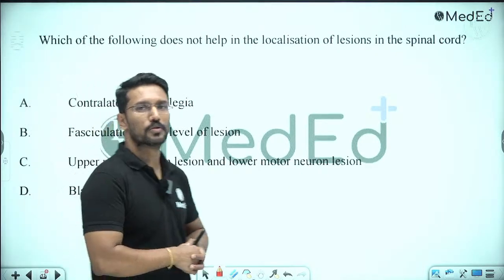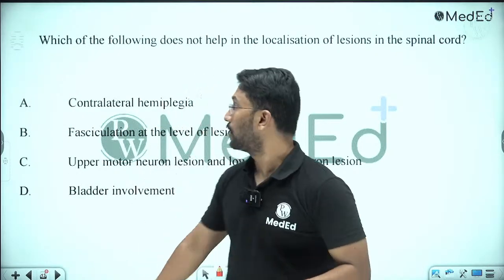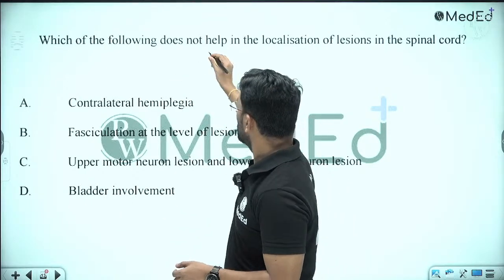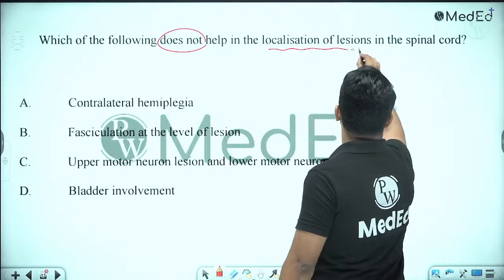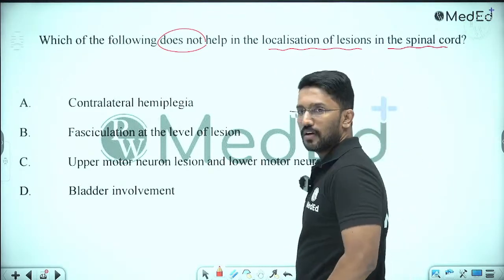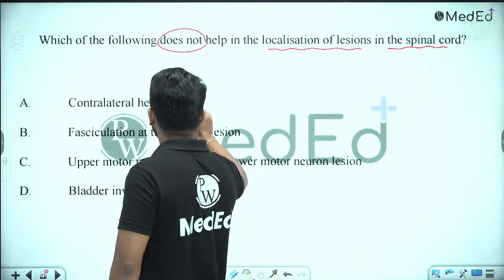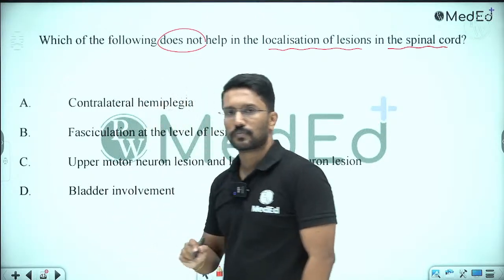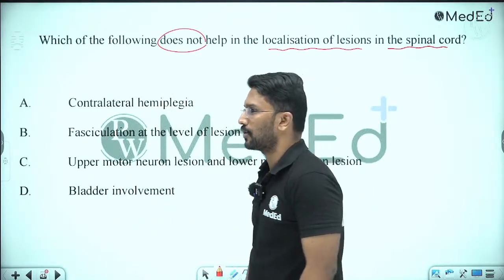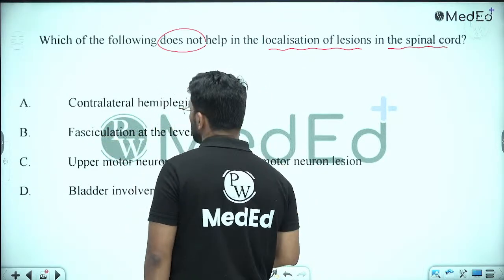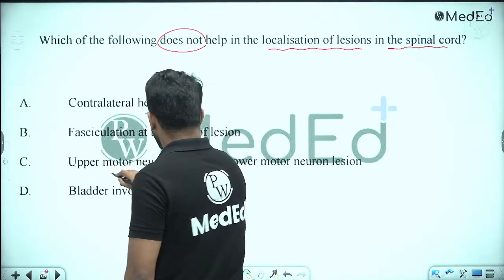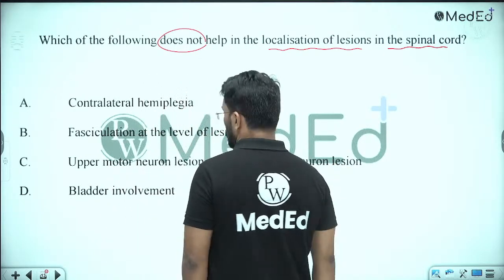Okay, now let's move to the next question. Here is a question. What is the question? Which of the following does not help in the localization of lesions in the spinal cord? Let me read through the options. Contralateral hemiplegia. Then fasciculations at the level of lesion. Then upper motor neuron lesion and lower motor neuron lesion.